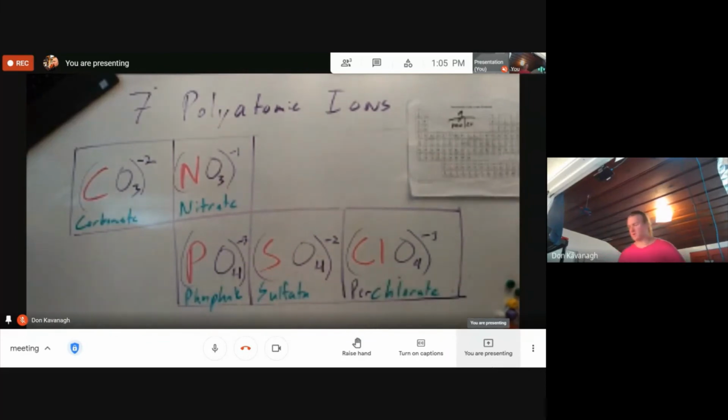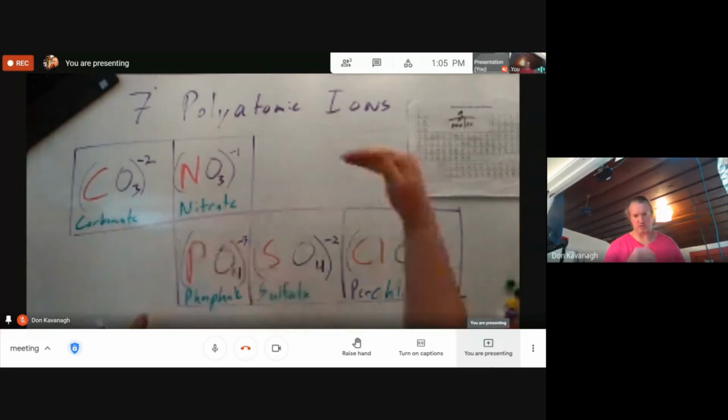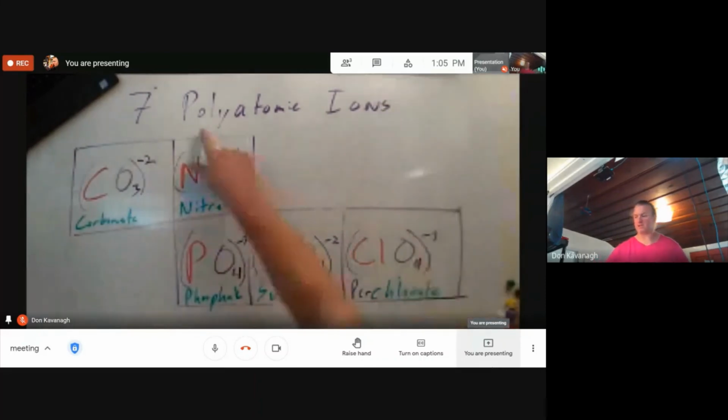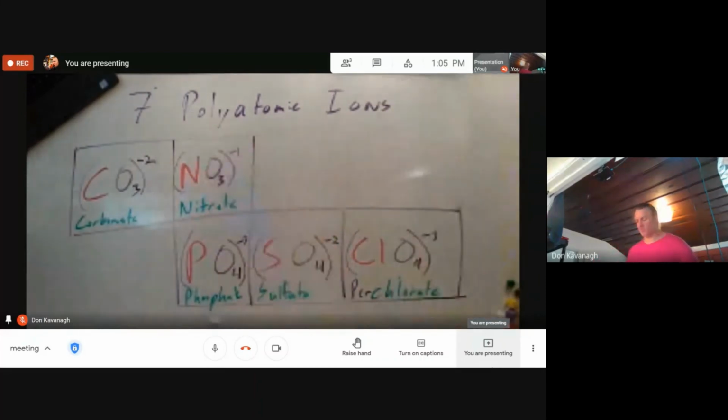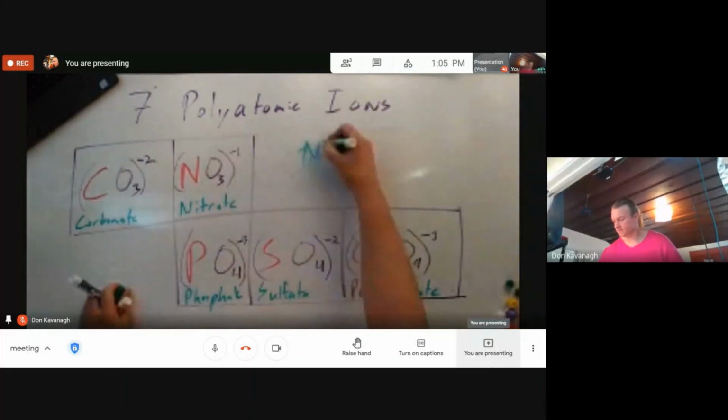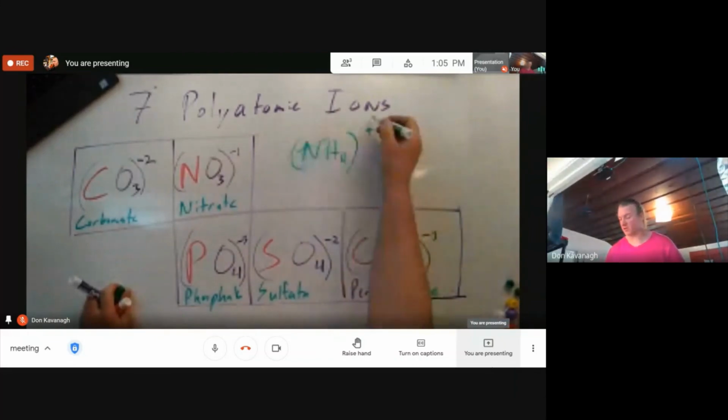So that pattern of the arrangement on the periodic table, lay that out first. Then there's the pattern of the oxygens, and then the patterns of the charges. I said there were 7 polyatomic ions, 2 more that are very common. One is ammonium, NH4. Now this one is a cation, the only cation.